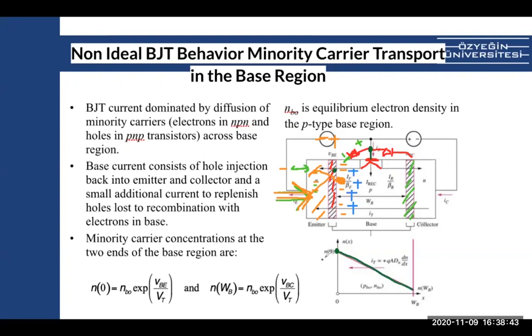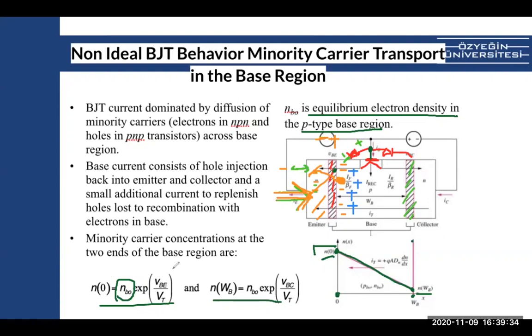At the time they got in, it was N zero, where the width is 0. And at the time they got out of it, it's called N at B. So assuming the base has width B, at that point the level of the electrons is here. And at N zero, this is the point where they got in. We can write them assuming that N_B0 is the equilibrium electron density in the p-type base region, the minority doping in the p region at equilibrium.